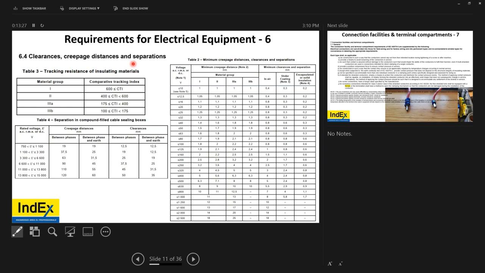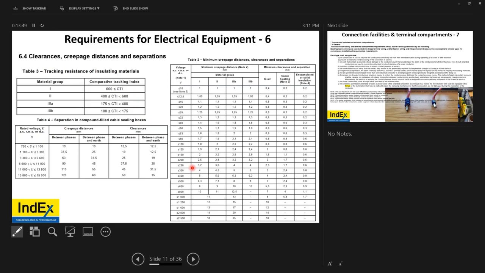Creepage and clearance distances and separation. Creepage and clearance distances. So if we're talking 250 volt, we're talking probably just under 4 mil. So it's safe to say 4 mil. You choose your voltage and you follow it.